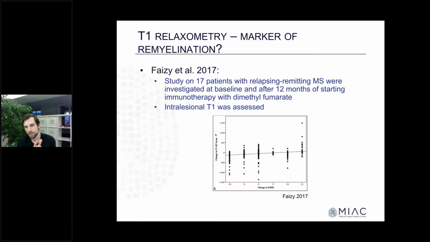More recent studies have investigated whether T1 relaxation time is a marker for remyelination. There's a clinical study on 17 patients with dimethyl fumarate, and they assessed the T1 relaxation time quantitatively at baseline and after 12 months of treatment, and they found a change in the T1 during the treatment period, and they suggested that this was associated with remyelination taking place during treatment with dimethyl fumarate.